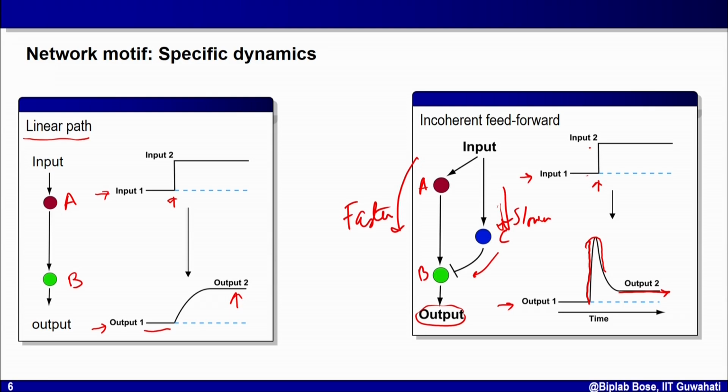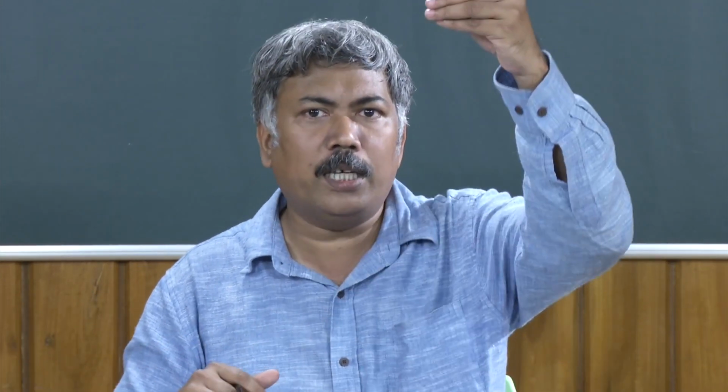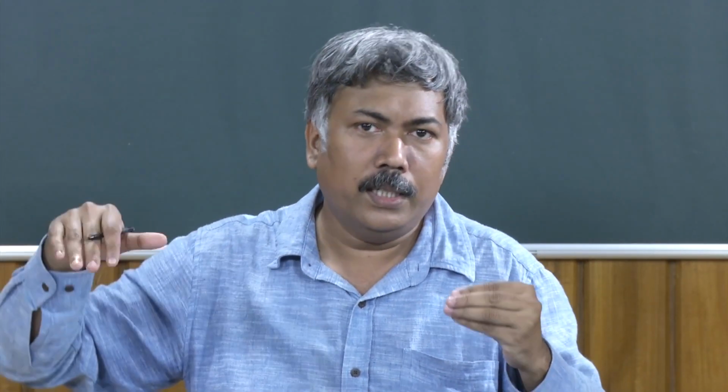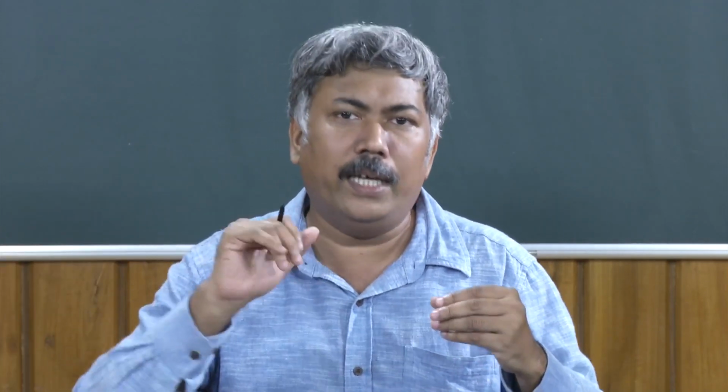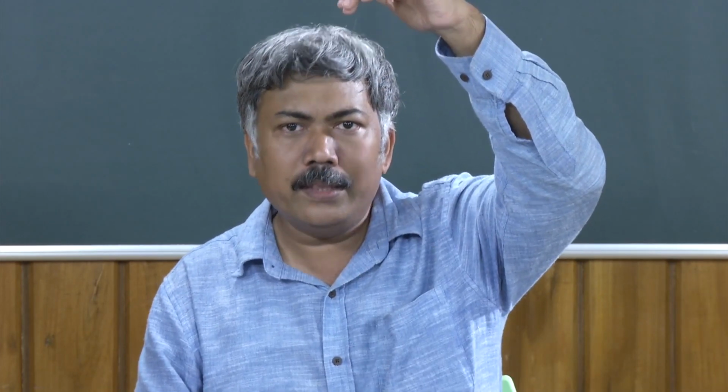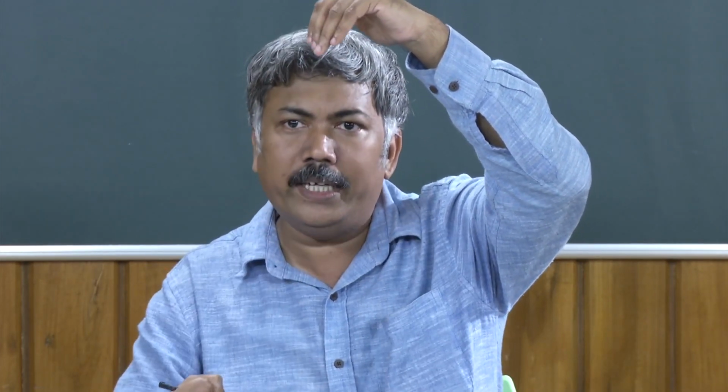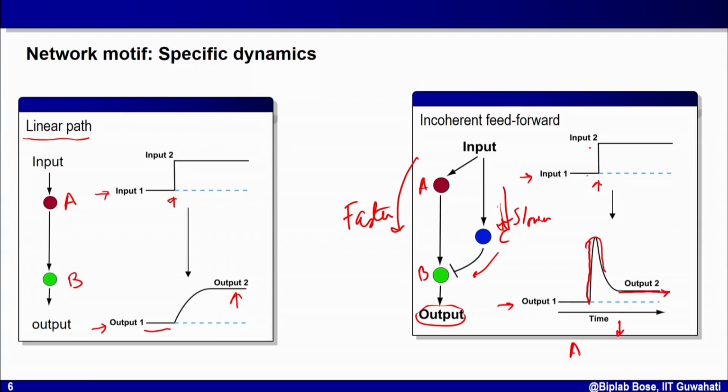You have an input signal for which you have an output signal. All of a sudden, you have increased the input signal. If you have a linear path, then the output will also increase. But you don't want it. You want the output to remain close to what it was earlier. So if you have an incoherent feed forward, then initially there will be a spike of output and then the negative path will drag it down and it will settle at a lower steady state value. So this is typically nothing but adaptation.